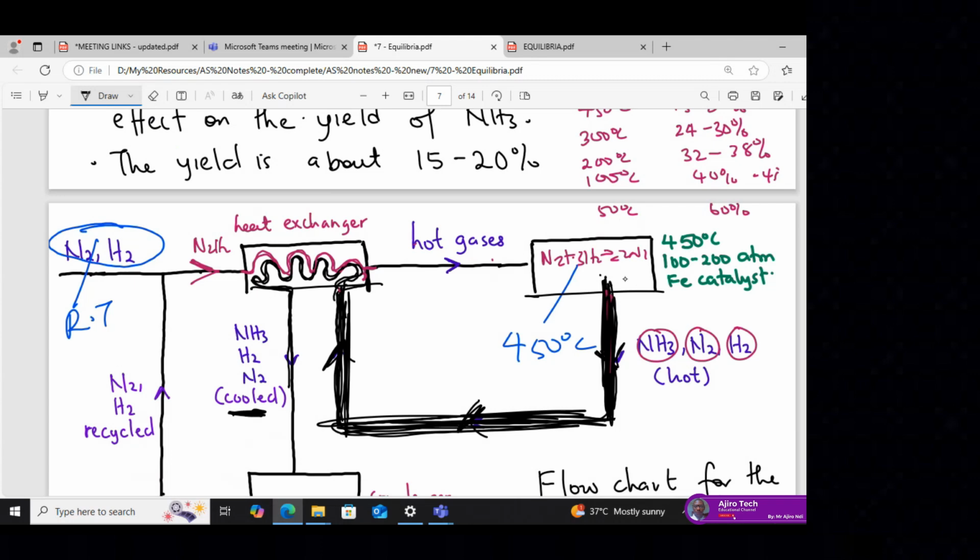Ammonia that comes out of that converter is hot. The one that comes out of the, what do you call it? What's the name? Heat exchanger. Thank you. Heat is being exchanged. That's what we are doing here. Heat is lost by hot ammonia and gained by nitrogen and hydrogen. Is that okay? Ammonia coming out is now cool.